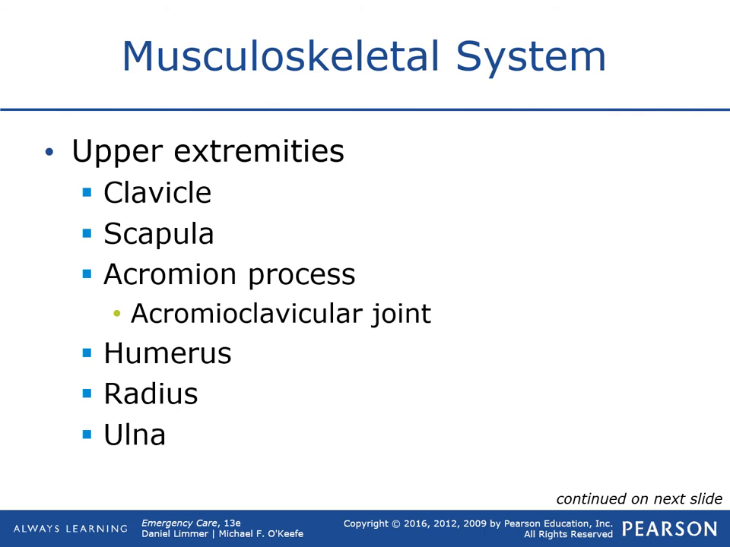Moving down, the bone that runs between your shoulder and your elbow is called the humerus. And then in your lower arm, we have two bones. We have the radius and the ulna. If you are standing in the anatomical position, the lateral bone is the radius, the one that runs to your thumb. And then the medial bone is your ulna, the one that runs along with your pinky finger.